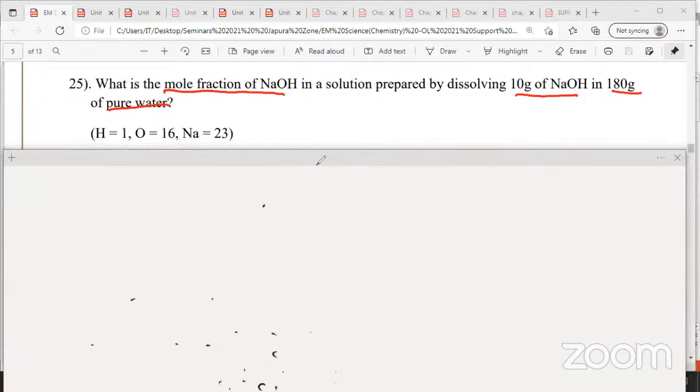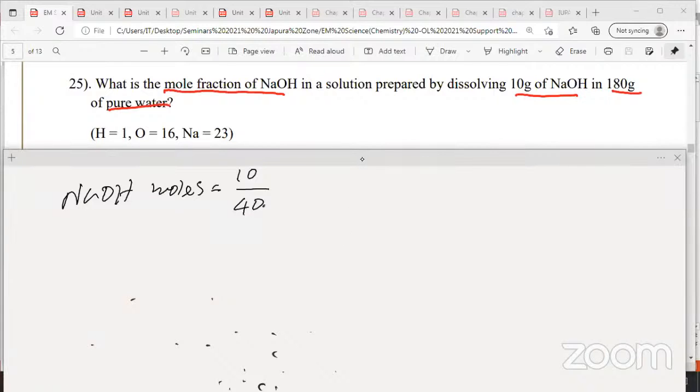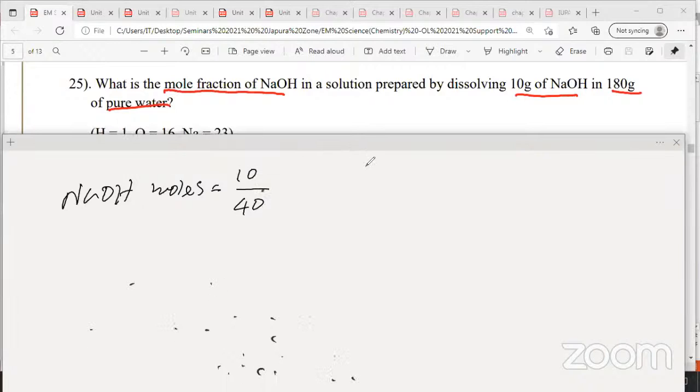First find the number of moles of NaOH and water separately. Then you can easily get the answer. Look at the screen everyone. NaOH moles equal 10 grams divided by 40, the mass given divided by the molar mass 40. Then you get 1 over 4. Let's see whether the answers have simplified this. I'll write here 1 over 4.